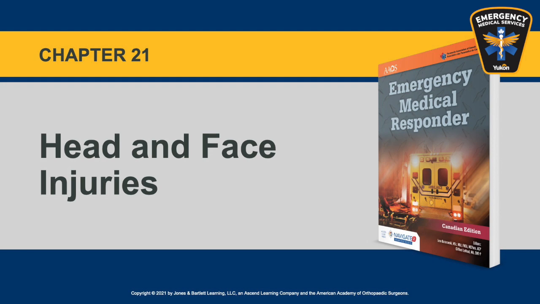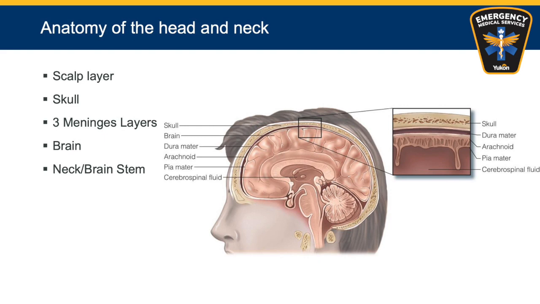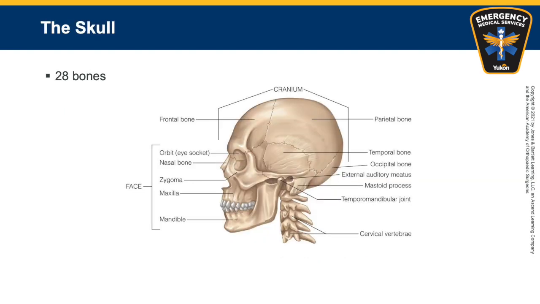Welcome on board. All right, here's a quick look at the anatomy of the head and neck. The big part here is that the scalp layer is very vascular. You've got the skull under that, the three meninges layers, which we're going to go into in a little more detail later, and your brain and brainstem. If you want more information, Leslie's got an amazing presentation on all the anatomy of the head. The skull: key takeaway point, once again, is there are 28 bones that comprise the human skull.